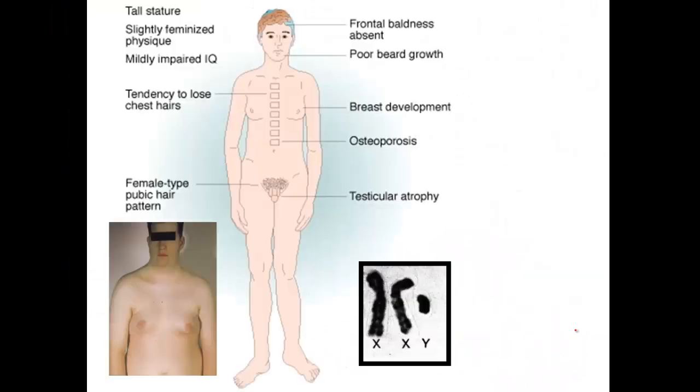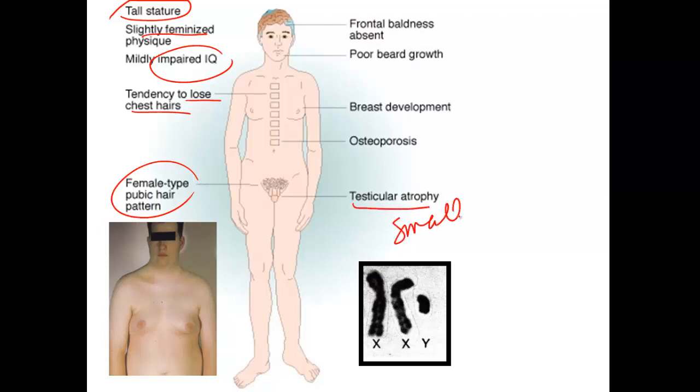When you have this disorder, you're quite tall, but you have a feminine physique. Your IQ is impaired. Your testes are quite small. They're atrophied. You're more prone to get osteoporosis like females are. You have breasts. You don't get bald as much, and you can't grow a beard.